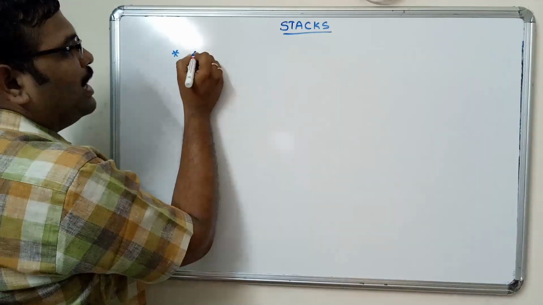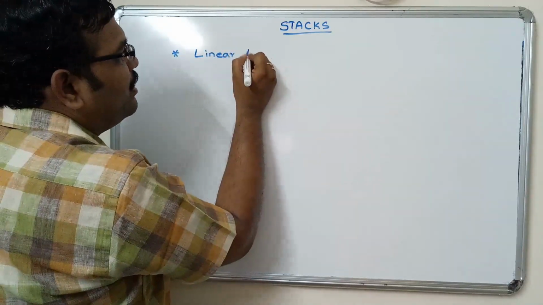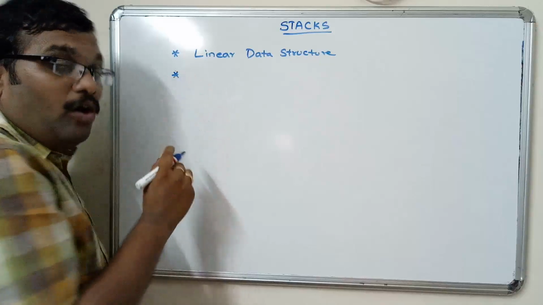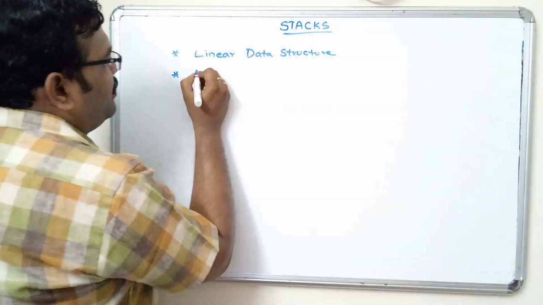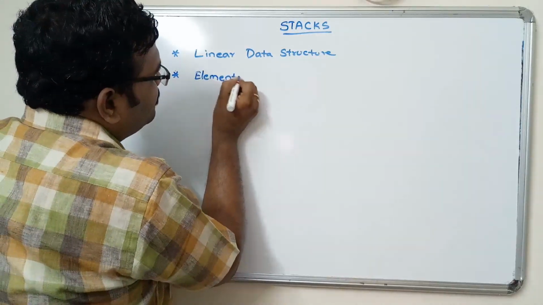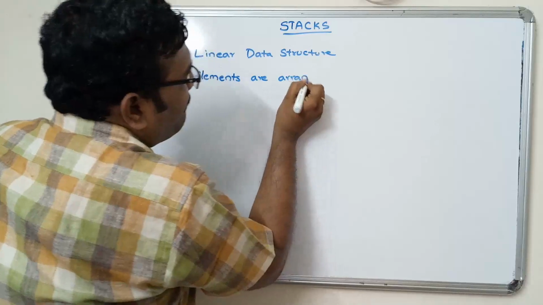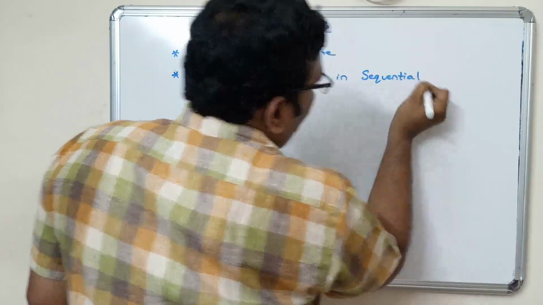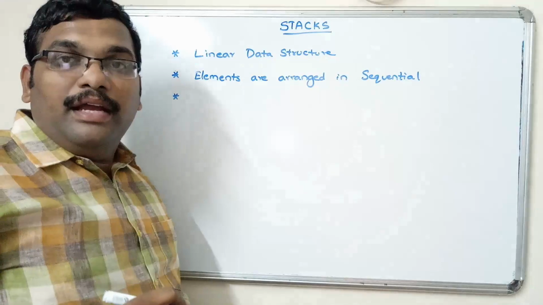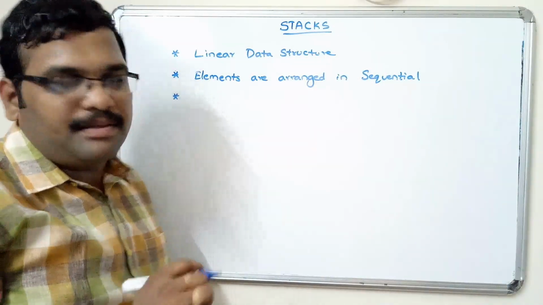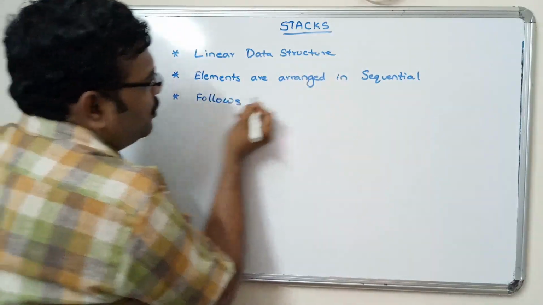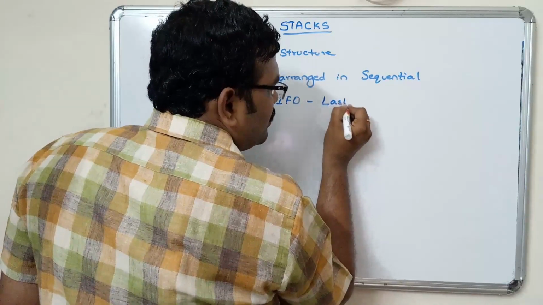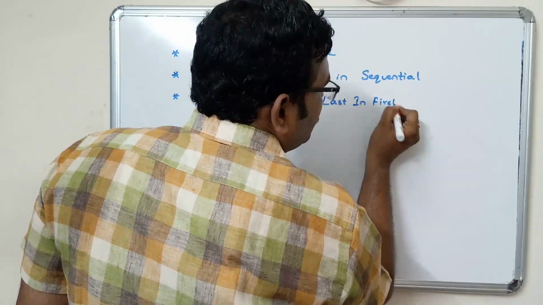So first point, it is a linear data structure. Stack is a linear data structure. Linear data structure means all the elements are arranged in a sequential manner. Then it follows the last in first out mechanism. It follows LIFO, that is last in first out mechanism.